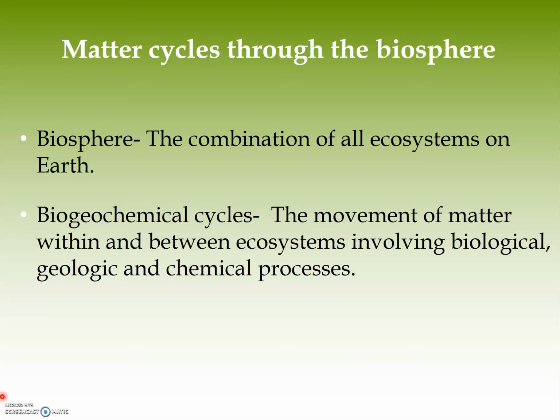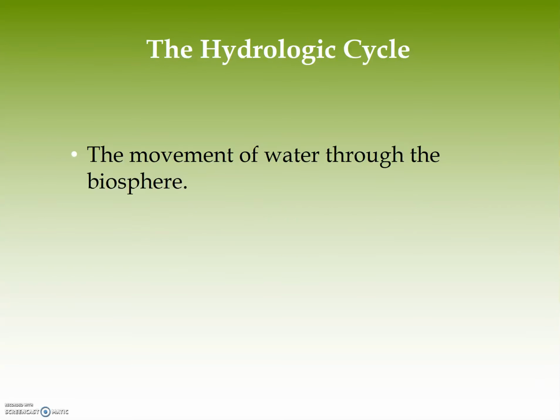The biosphere is the combination of all the ecosystems on Earth, and biogeochemical cycles are the movement of matter within and between ecosystems involving biological, geological, and chemical processes. So we're going to start off with the hydrologic cycle, which is really just the water cycle. It's the movement of water through the biosphere. Either name works for this cycle.